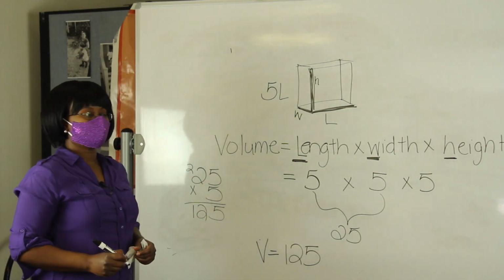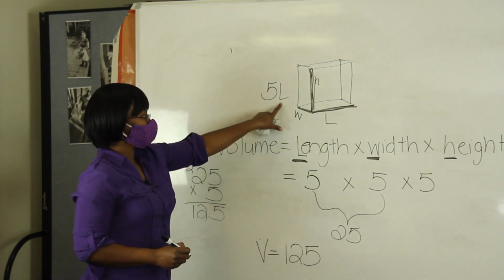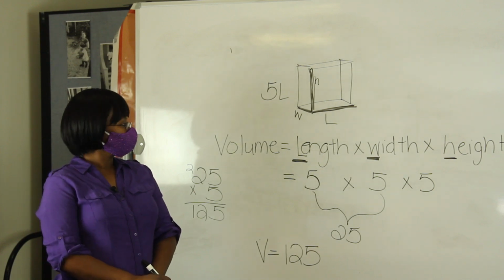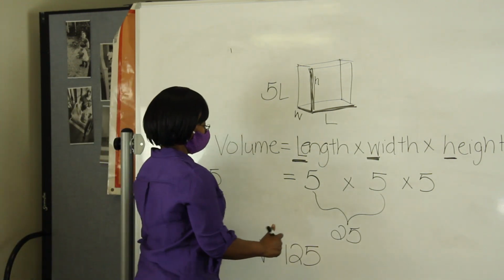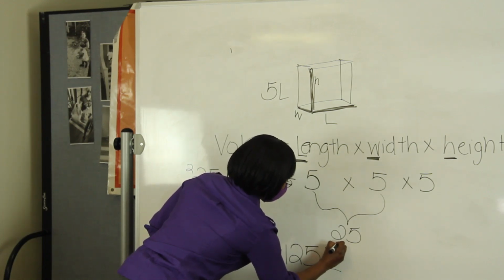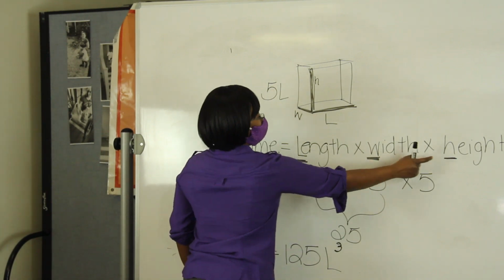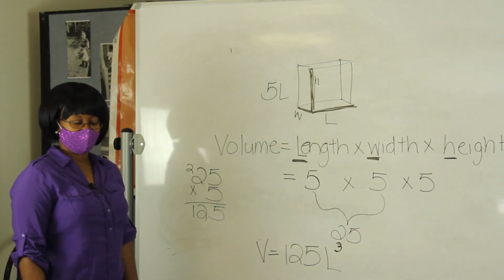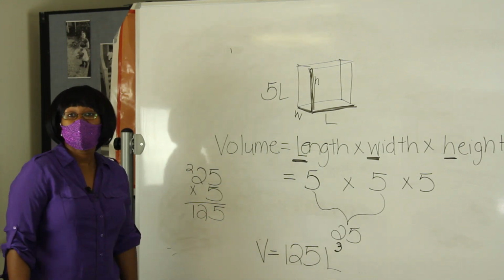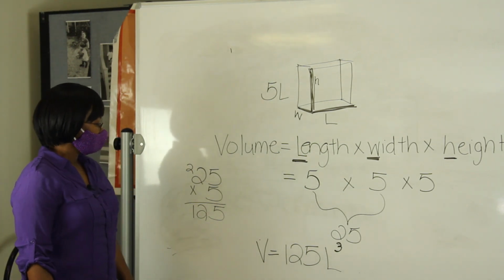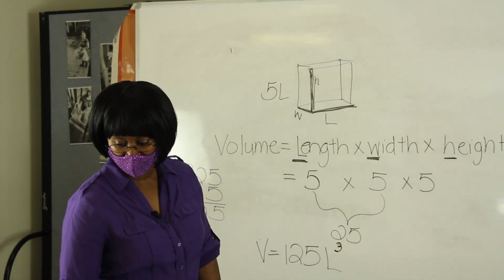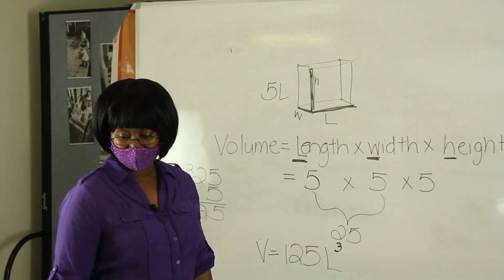Now, let's talk units. Our units are liters. With volume, you're going to use cubes. Now, cubes look like this. You're going to put the unit, and then you're going to add a 3 at the top, because you have 3 different numbers that you added, and that's called cubed, liters cubed, or cubic liters, whichever way that you want to say it. So we now know the volume. That's a way that you can measure the volume of solid objects.